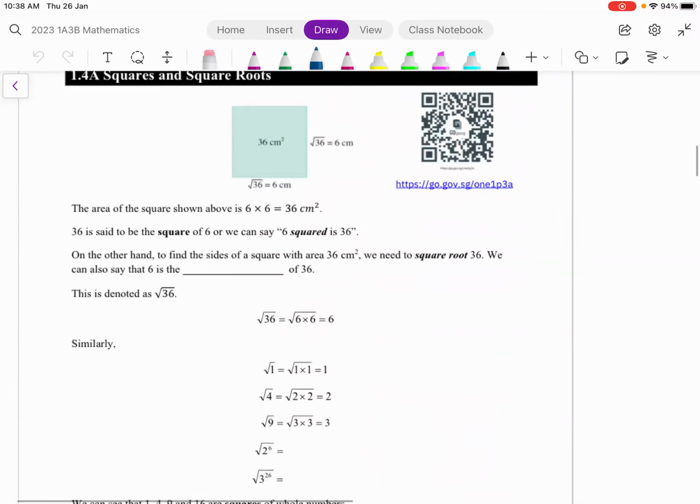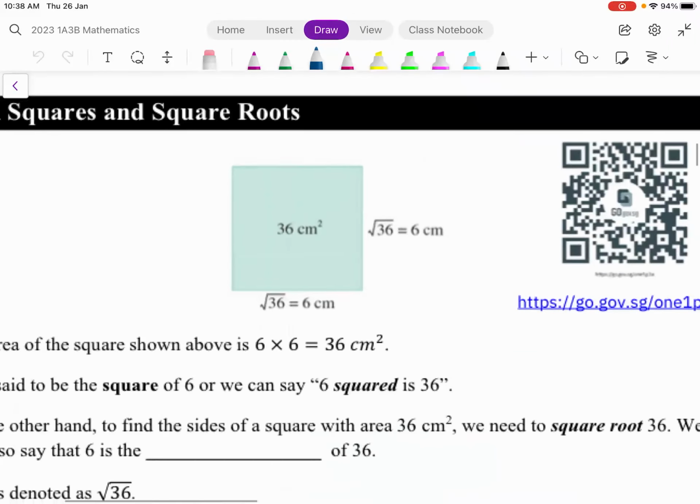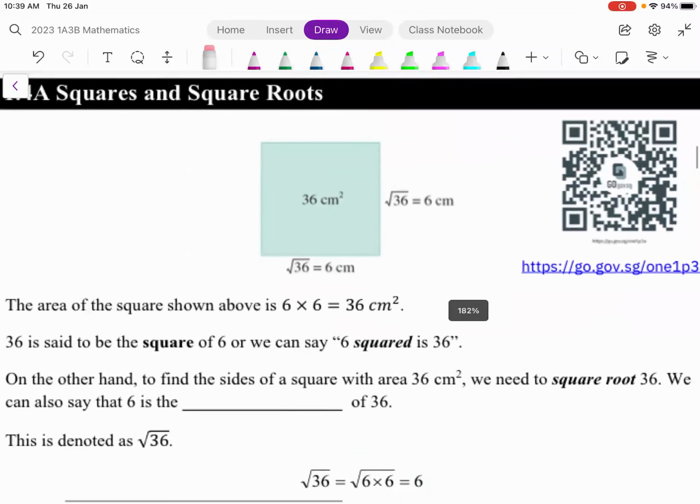Okay, very quickly over here we have a square. It has an area of 36 square centimeters. So in primary school, if you're given the area and you're asked to find the side, you probably know that the length is 6 centimeters. But presentation-wise, were you taught to use the square root symbol? Okay, that's great. So square root of 36, we get 6.